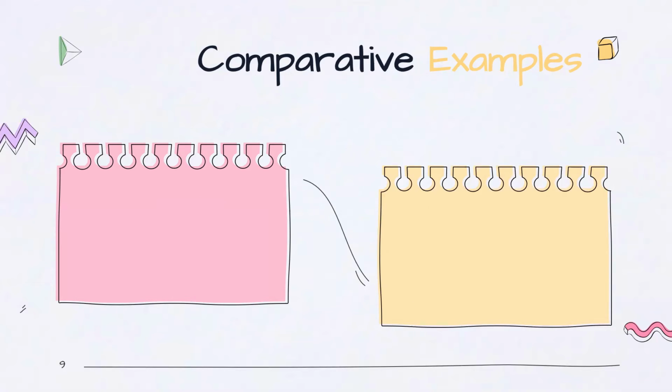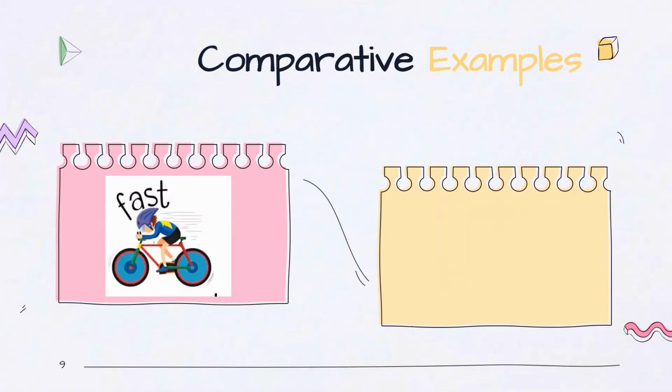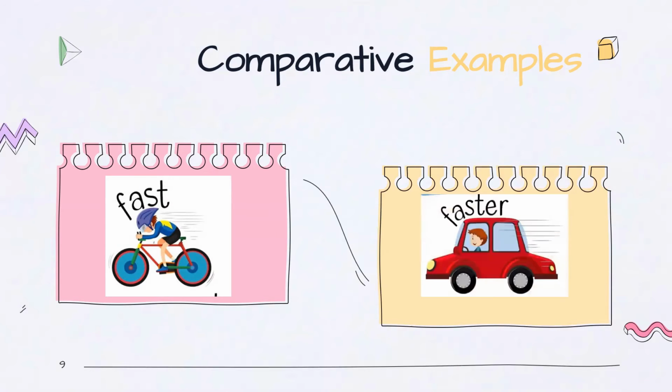Now, let's see the last one. We have fast. The bicycle goes fast. And the comparative form is faster. Within a sentence, the car goes faster than the bicycle. Excellent.